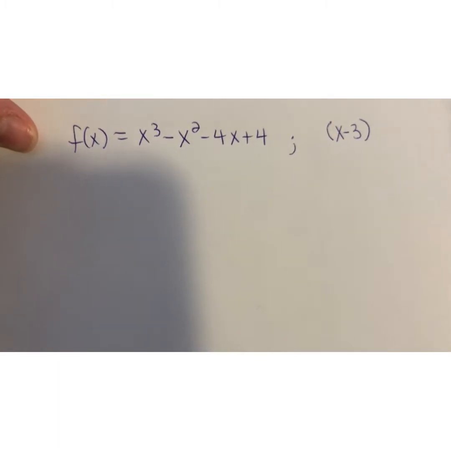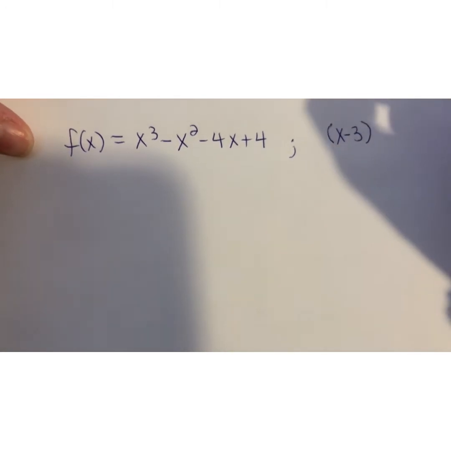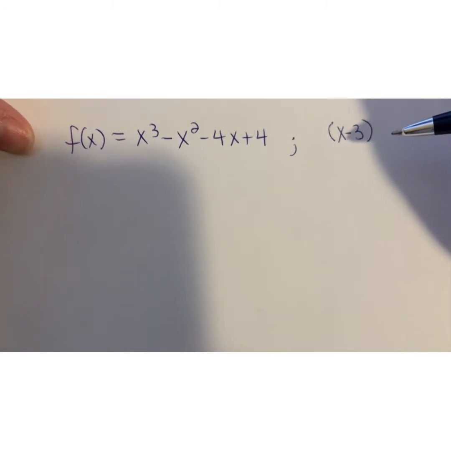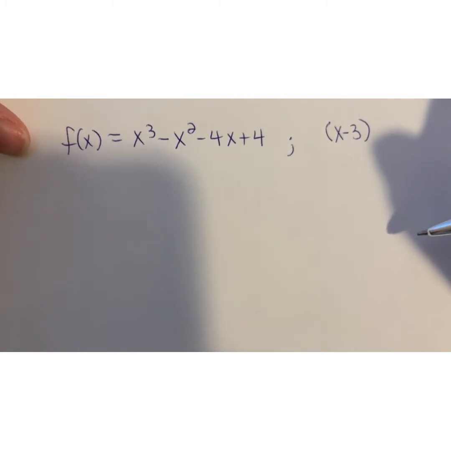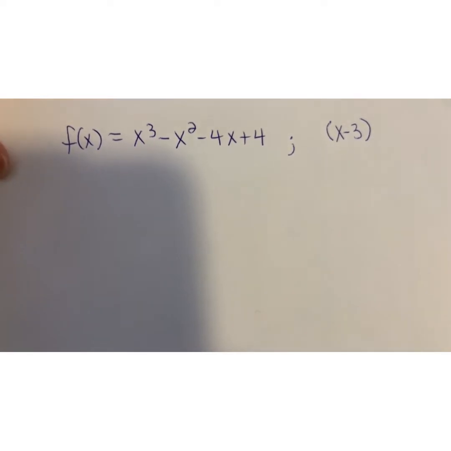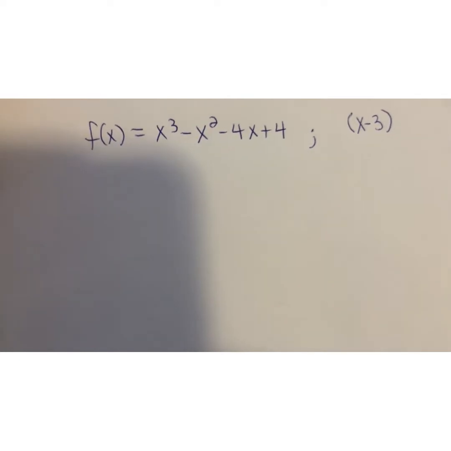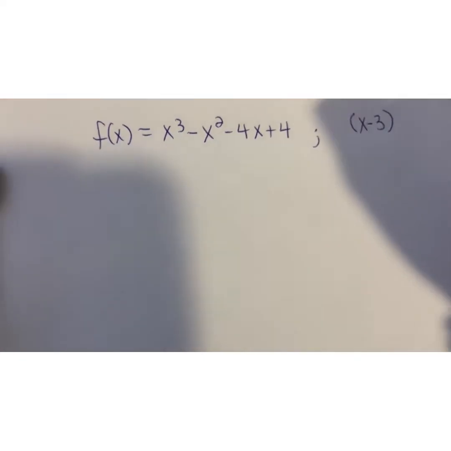So what you're supposed to do with that information is you're going to use synthetic division to see if the remainder is 0 after that division. If it is, then the answer is yes, it is a factor. And if the remainder is not 0, then the answer would be no, it isn't a factor.